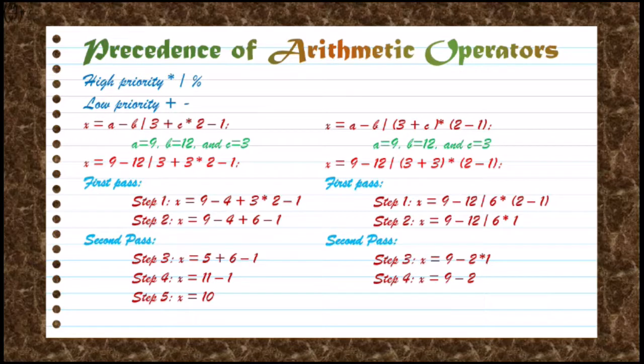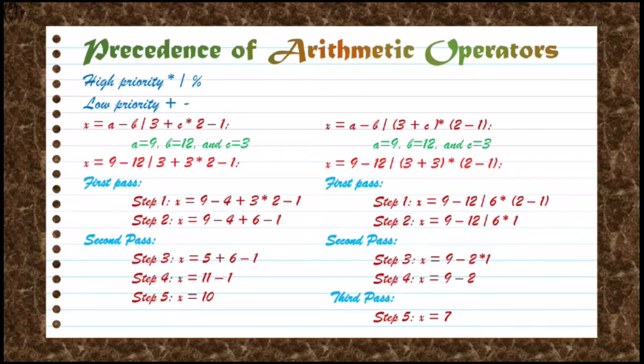So now first we have solved the parentheses, next we have solved multiplication and division. In pass 3 we will solve the addition and subtraction operations. So in the third pass, 9 minus 2, that is 7. So the value of x is now 7.